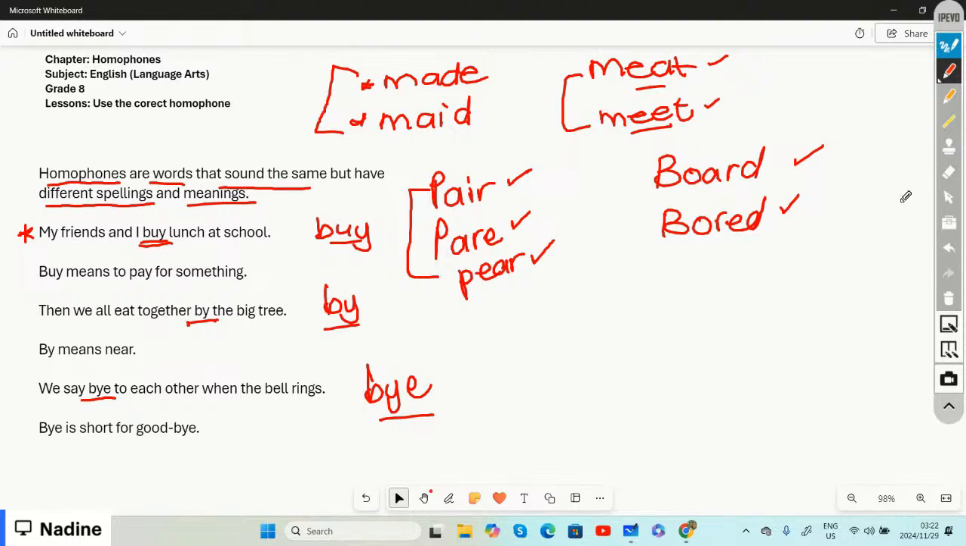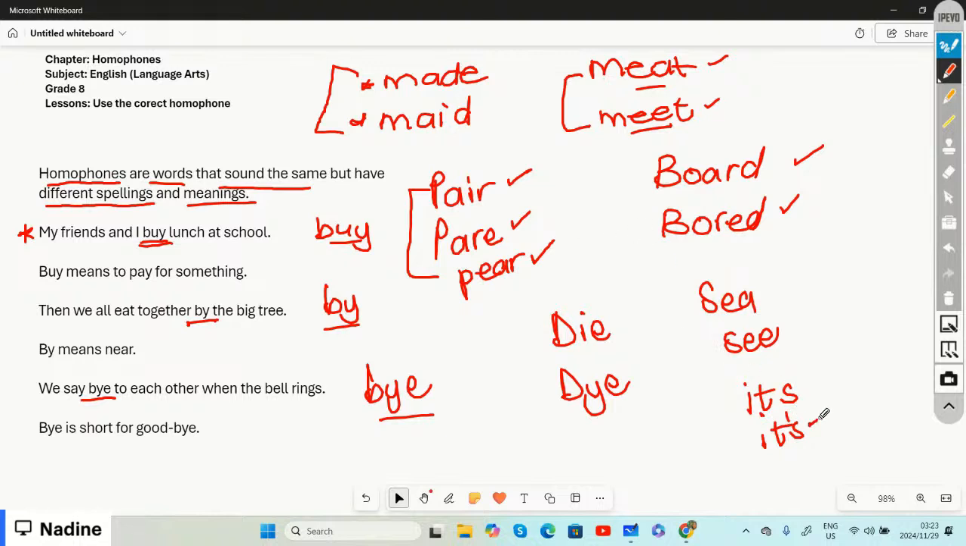And then we have another one, which is die and dye. These are words. I'm not going to go into the meaning. We have sea, which is the ocean. And see, when you see something, you look at something, you watch something. We have its, and this is also something that somebody always gets wrong. The difference between it's and its: this is a contraction, and this is possessive. It's not plural.